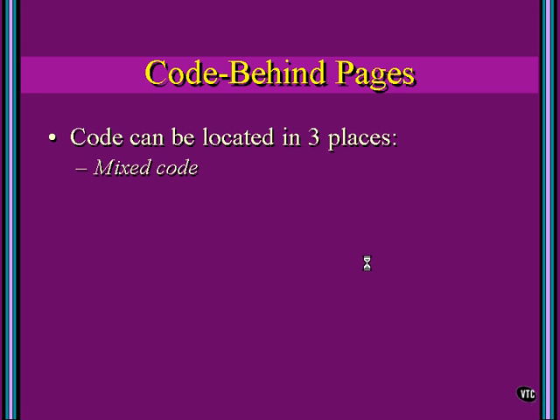Now let's talk about code behind pages. This is a construct that allows us to separate our code, or our application logic, from our HTML. Now, code in Visual Studio and in ASP.NET can be in three places. Number one, we can have mixed code. This is where the code's mixed in with the HTML.